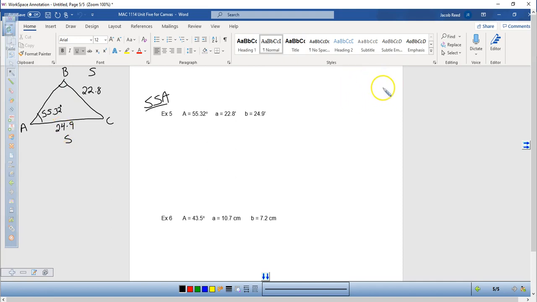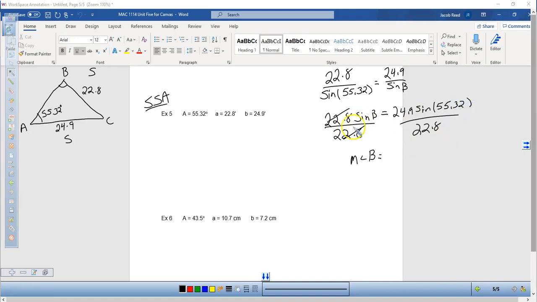Okay, so go with what I know. 22.8 sine 55.32 equals 24.9 sine of angle B. Cross multiply. So divide by 22.8, and then, of course, we do our sine inverse.